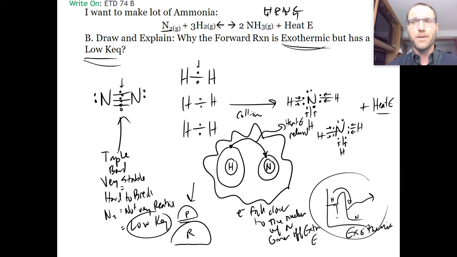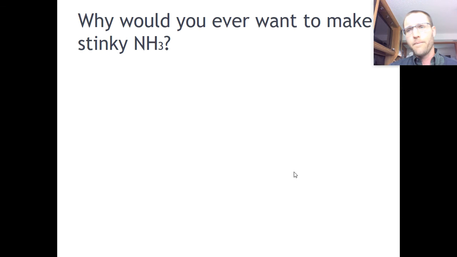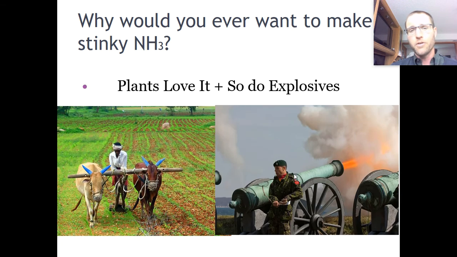Now, why does that matter? Why would anybody care that, okay, it doesn't like to make ammonia, but it gives off heat? Well, crucially, we would try to figure that out in a class. Why would you want to make so much stinky ammonia in the first place, and why is it such a bummer that it's hard to make? What do you use ammonia for? Well, if you're humans, you recognize that ammonia helps make these things called fertilizers. Plants love fertilizers, and we like food.